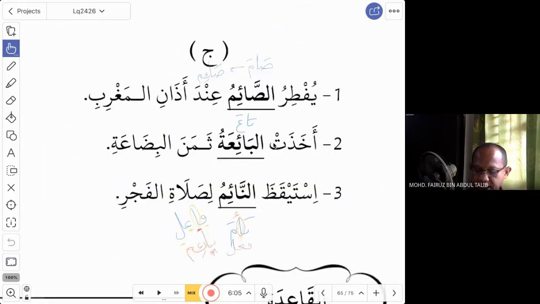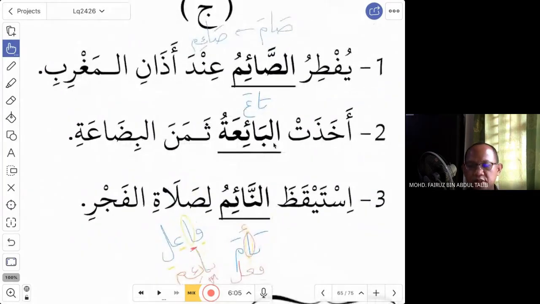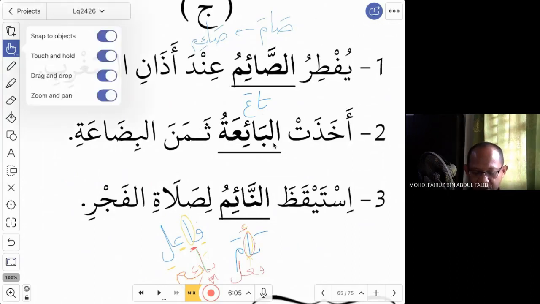So this is for the second group, still with a 3-letter fi'il, but we have alif in the middle. So what do we do? We change to hamza. Now, any questions so far for group 1 and group 2, the first wazan, which is wazan fa'il?